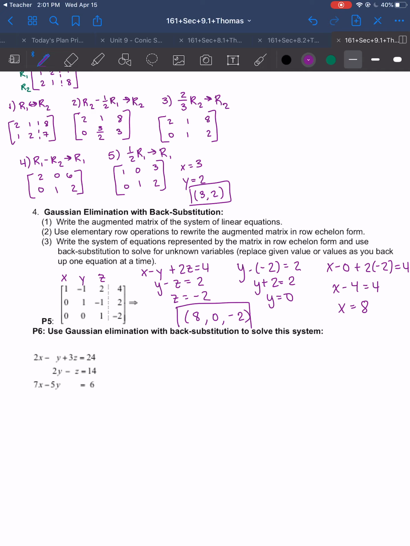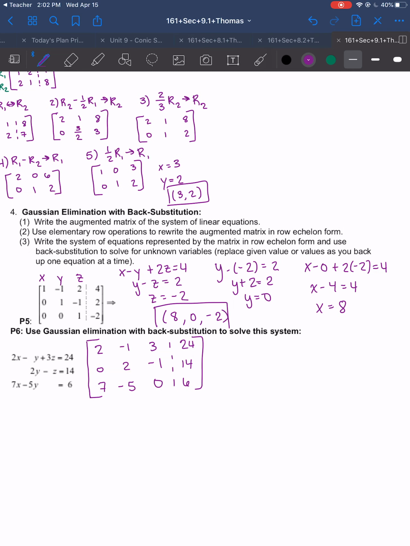So first of all, I need to write this in augmented matrix form. So that's going to be 2, 0, 7, negative 1, 2, negative 5. And I'm just going down. I'm just looking at my x's, y's, and z's this time instead of going across. It doesn't matter as long as you don't miss anything. And then I have 24, 14, and 6.